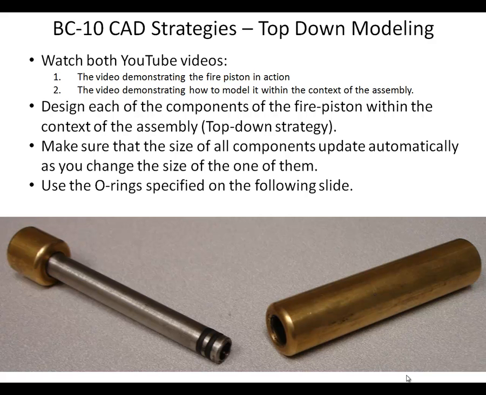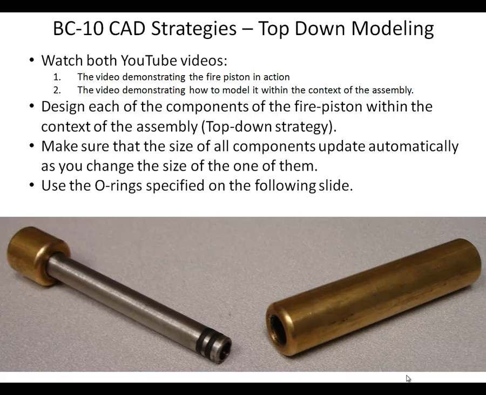Before class assignment number 10, CAD strategies, top-down modeling. To get 10 points for this assignment, watch both YouTube videos, including the video demonstrating the fire piston in action at a scout campout, and this video demonstrating how to model it within the context of the assembly. You're also required to design this fire piston using this top-down strategy. And make sure that the size of all the components update automatically as you change the size of even one of them.